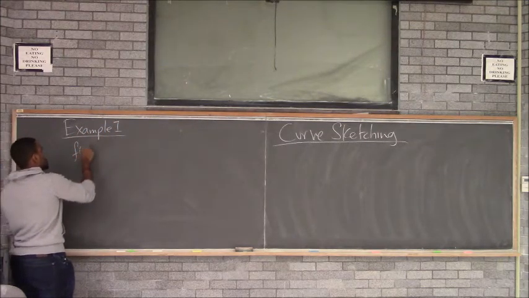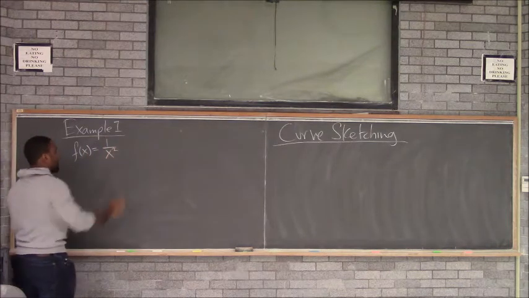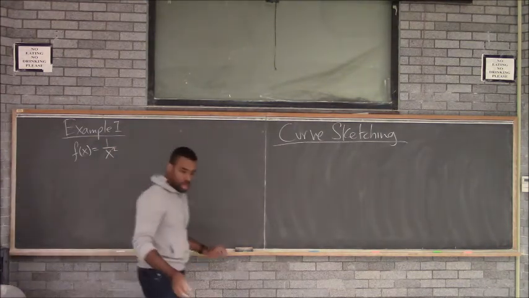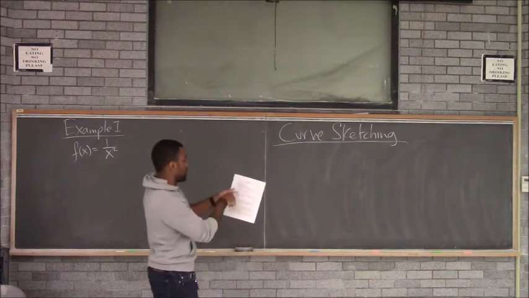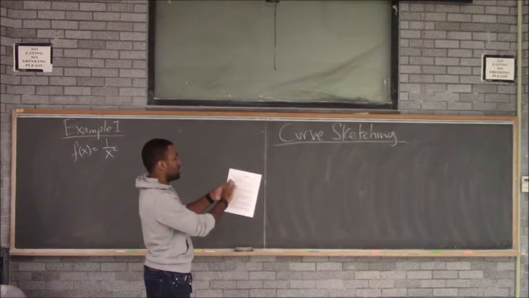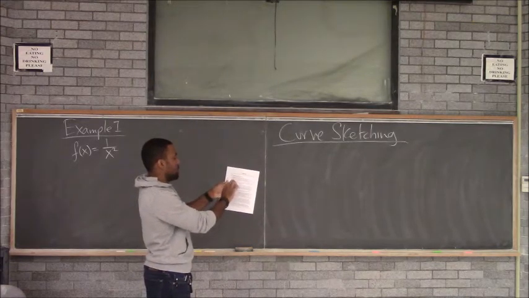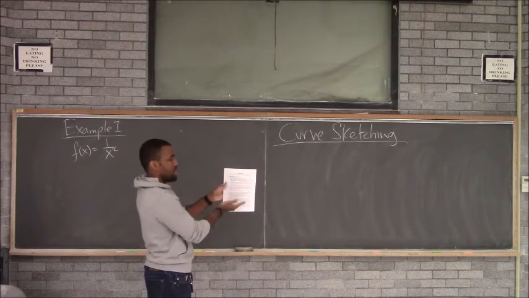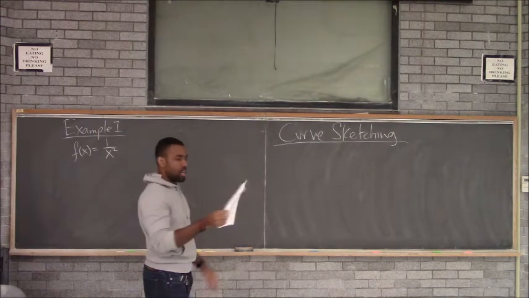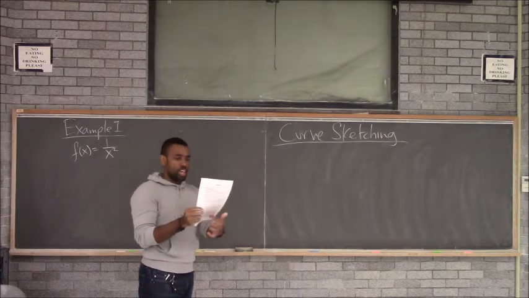F of x equals 1 over x squared. As you see here, a lot of things that I summarized about asymptotes just now, I actually put in a paragraph right here, so you can refer to that. Of course, eventually you're going to want to memorize this entire step. So basically, I gave you the steps here that will help you sketch any graph.